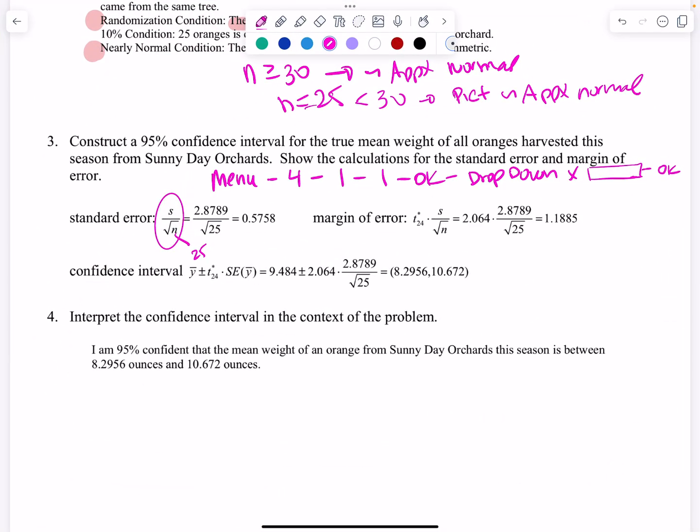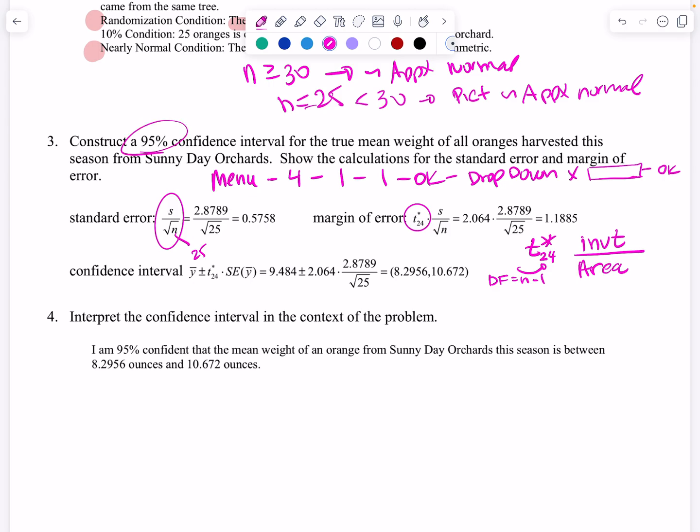So make sure you understand that standard error is S over square root of n. Margin of error is my T star times S over square root of n. And then we're gonna talk about the T star. So let's look at T star 24. The reason it's 24 is because the degrees of freedom is n minus 1. My n is 25.